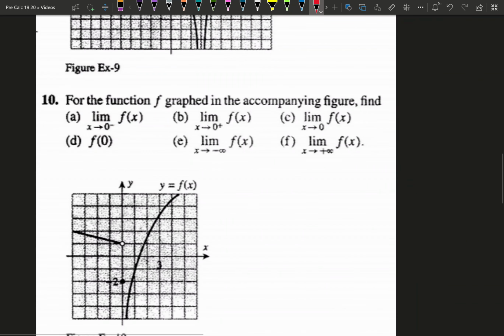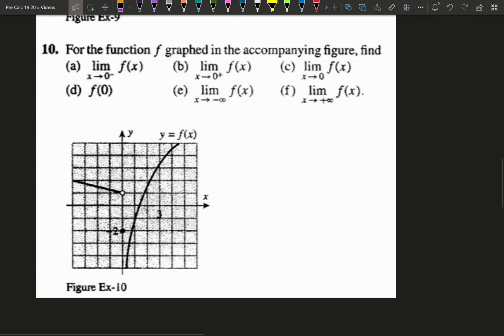We've got one more we'll take a look at. So that one was quick. And here we've got looking at this at f of 0. So here's the origin there. So f of 0, there's this filled in circle, this dot. The function is equal to negative 2.